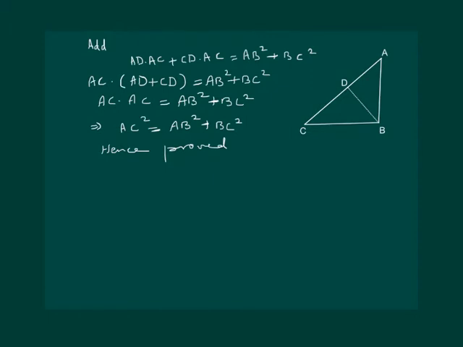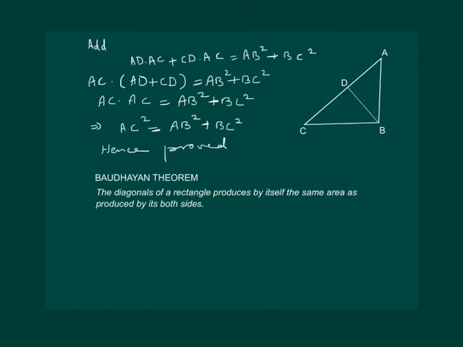This theorem is also referred to as Baudhayana Theorem. Baudhayana was an Indian mathematician who had stated the Pythagoras theorem in 800 BC in the following form: the diagonal of a rectangle produces by itself the same area as produced by its both sides, that is, length and breadth.